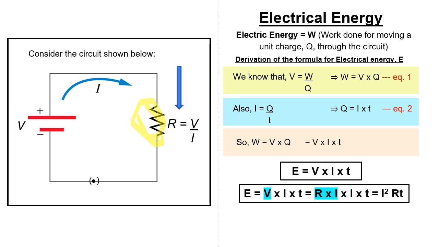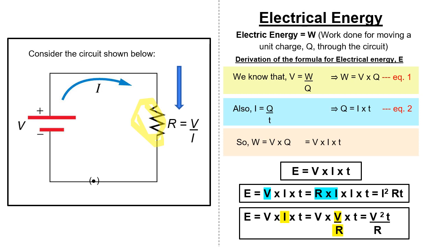So I R, this is V only, right? And that becomes into I into T. So we have I into I together. So I times I is I square. You see this? I square. So this becomes energy is equal to I square R T.